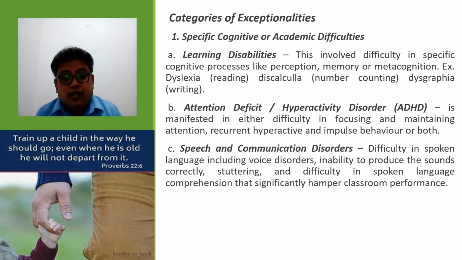Category number 1, specific cognitive or academic difficulties. There are 3 types of this category. The first one is the learning disabilities. These involve difficulty in specific cognitive processes like perception, memory, or metacognition. Examples are dyslexia or difficulties in reading, dyscalculia or difficulties in number counting, dysgraphia or difficulties in writing.